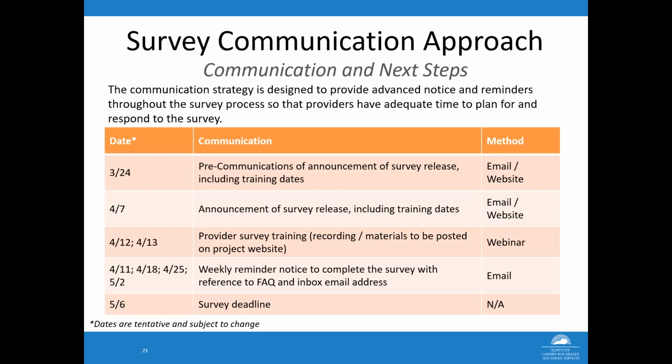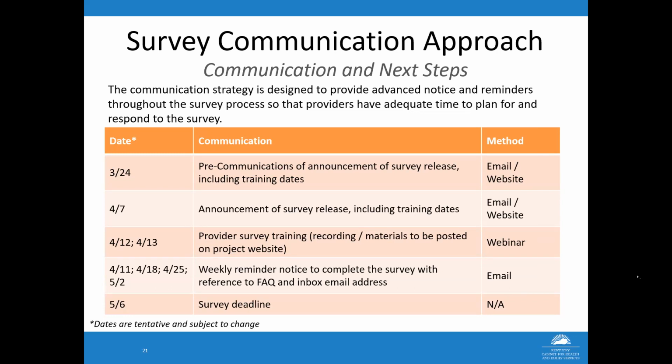So here is where we are with communication. You can see that on 3/24, we did the pre-communication. You received the announcement and the survey release. And then we have the dates that are going to be happening over basically the next month. So the next thing that you'll receive is the announcement of the survey release with the training dates, followed by the survey trainings. And then we have set up weekly reminders to complete the survey with a reference to the FAQs and the inbox email address, as well as the survey deadline, which right now is 5/6.